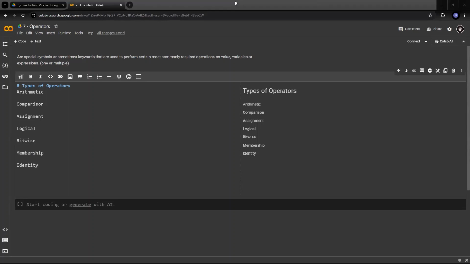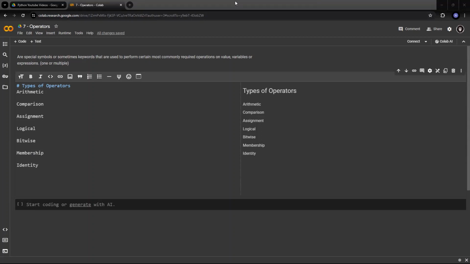Now, an arithmetic operator is used to perform basic mathematical operations such as addition, subtraction, multiplication, etc. Comparison operator: this operator compares the values on either side of it and decides the relation among them. So they are called relational operators as well sometimes. Assignment operators are used to assign values to a variable. As we have seen earlier, like a equals 10, the equals sign is what you mean by assigning. So that is our assignment. There are various types of assignment operators which you will see.